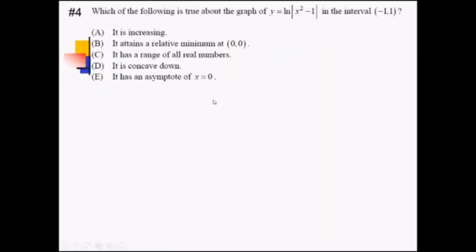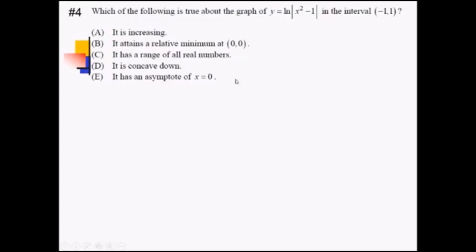For this problem, we want to know which of the following is true about the graph of y equals ln of x squared minus 1 inside absolute value on the interval negative 1 to 1. And this was a no calculator problem, so just taking a look at the answer choices here, we're talking about the function being increasing, having a relative min. We're talking about the range of the function, where it would be helpful if you knew if there was a min and max at this point. And then we're also talking concavity and asymptotes. So we're talking about pretty much this function at every single level we could possibly analyze it.